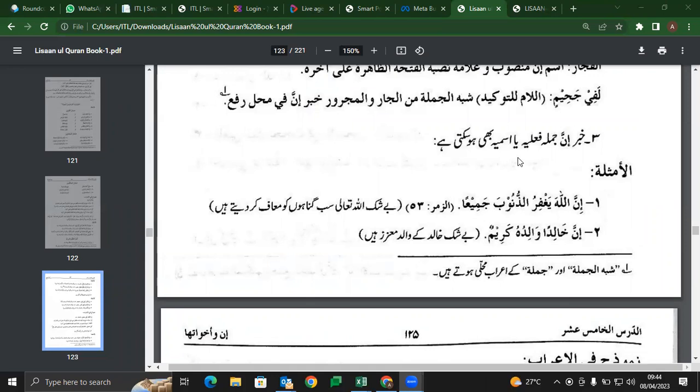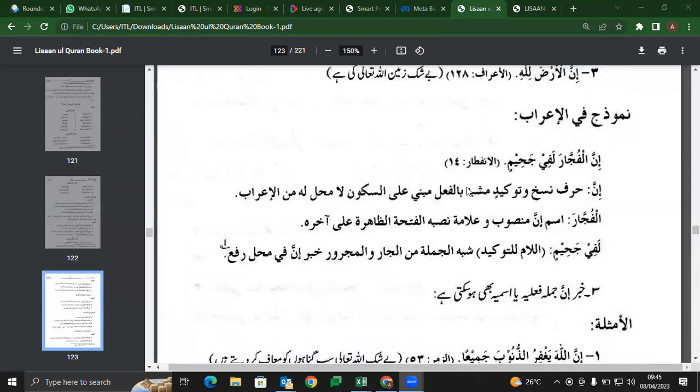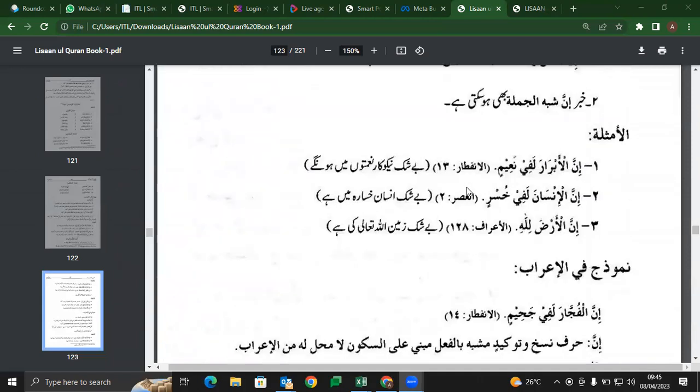Then we will learn that inna can be of two types of jumla. It can be jumlatul fi'liya as well as jumlatul ismiya, nominal or verbal, right? So far, what we saw was mostly jumlatul ismiya.